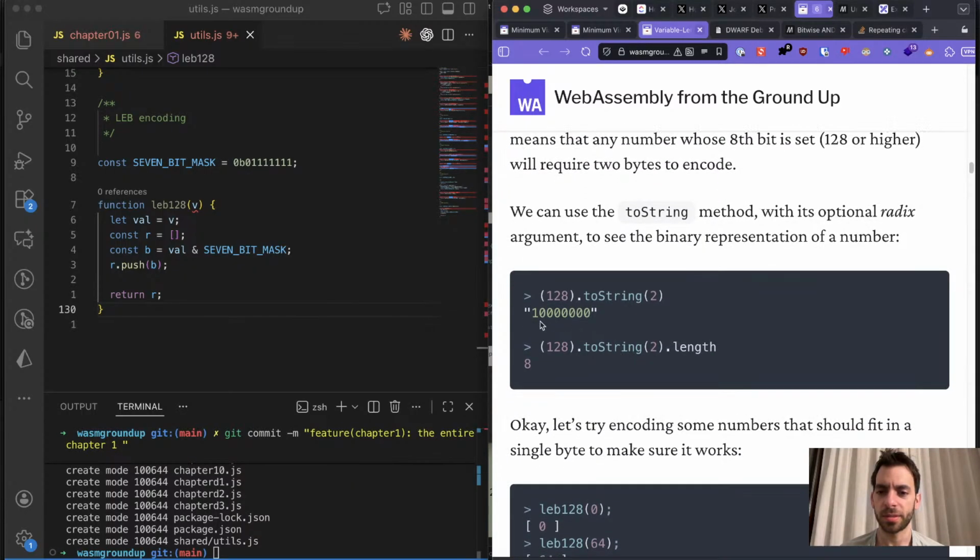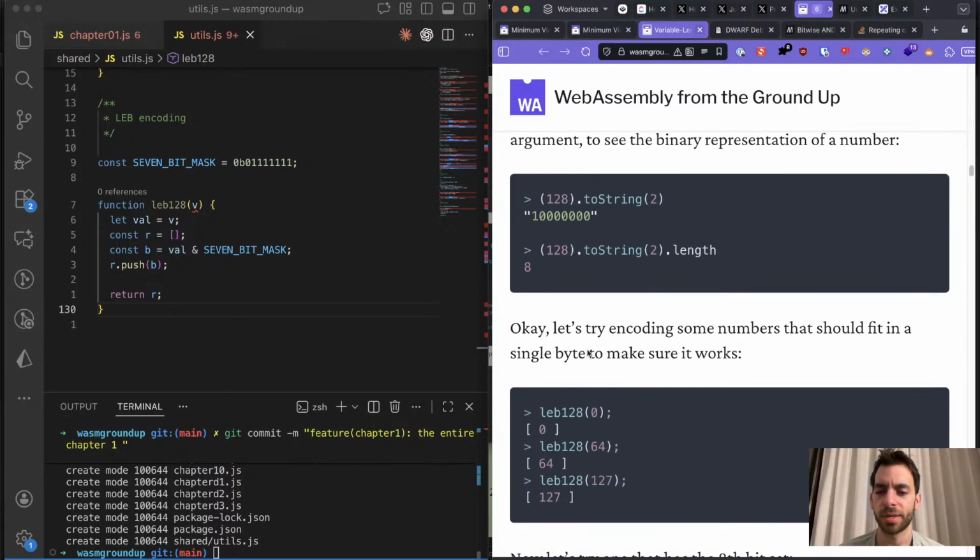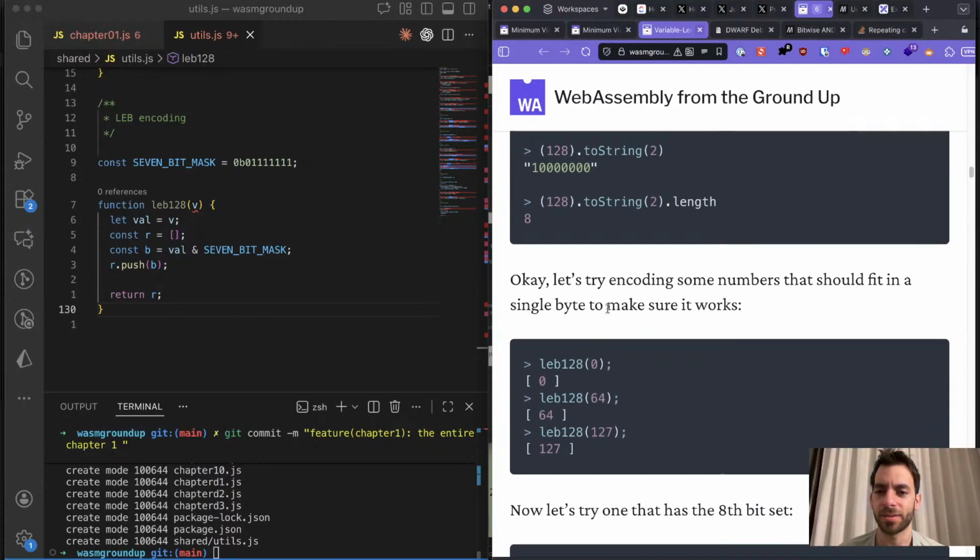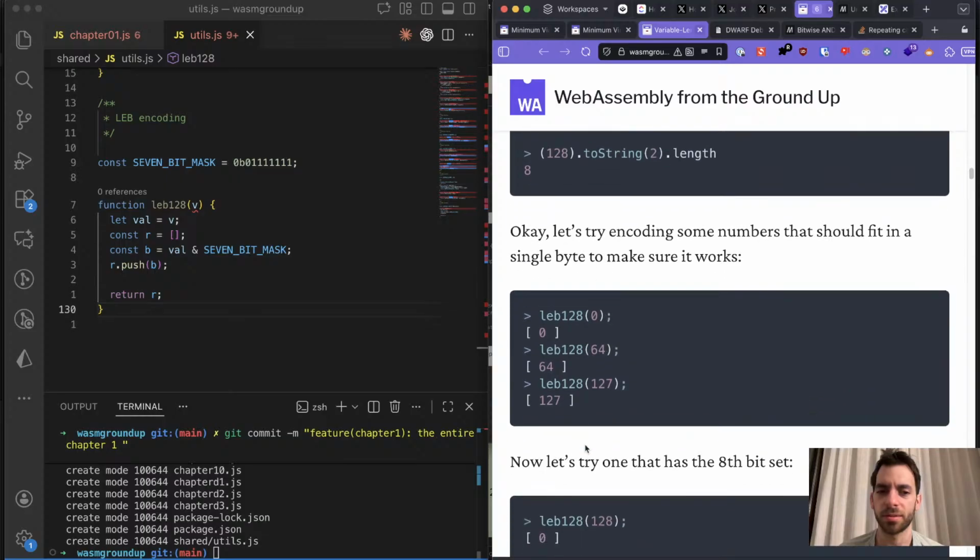So 128, it says 10000000, which means, if we're not going to count this, we can safely assume that there are 7 zeros, right? And this would be the 1, which means that if we subtract them with 7 or divide by 7 and then use the remainder, we can actually get it. Okay, so let's try encoding some number that should fit in a single byte to make sure it works. And this is running the functions.